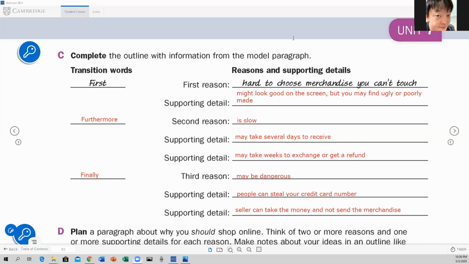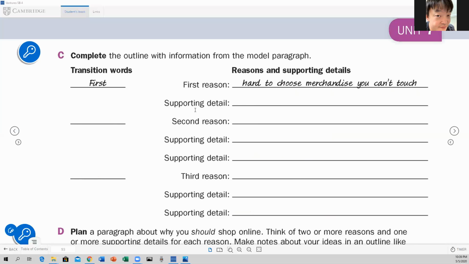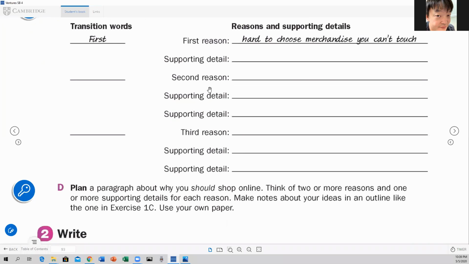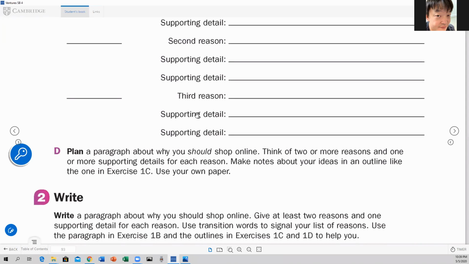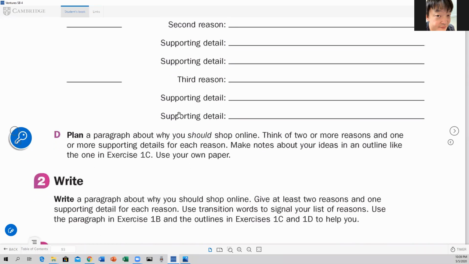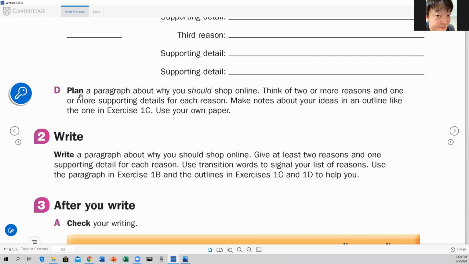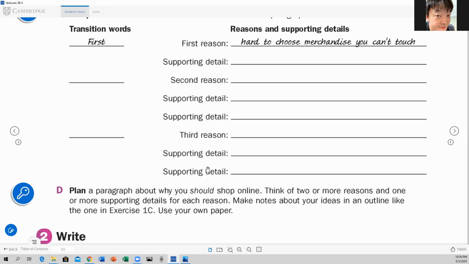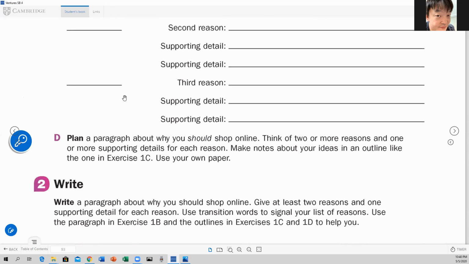So let's continue now. We are gonna go to another part. So look, the goal is to write your own paragraph, like the model paragraph. Now you saw how you work with transition words, reasons, and supporting details. Now, letter D, what you have to do is plan a paragraph about why you should shop online. Think of two or more reasons and one or more supporting details for each. Make notes about your ideas in an outline like the one in exercise 1C, like the one we just did before. But now you're arguing for shopping online. Shopping online is good. And you should do this on your own paper, okay?